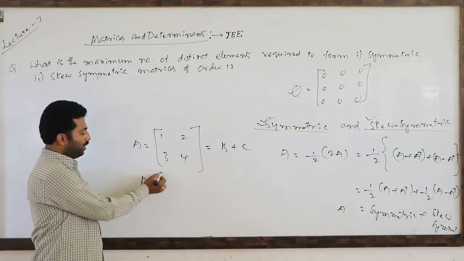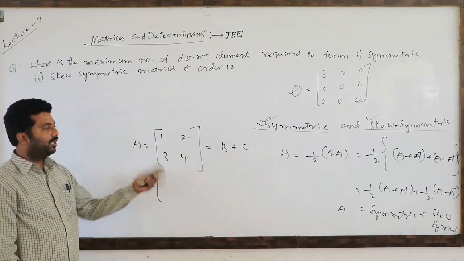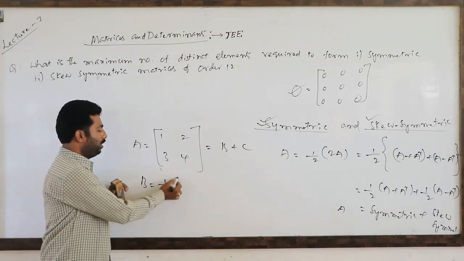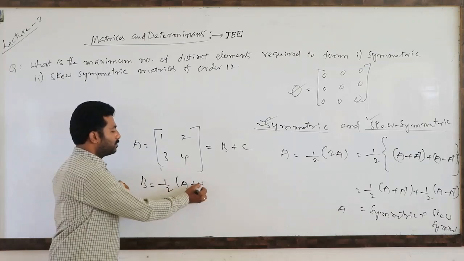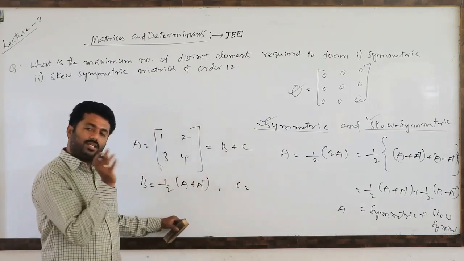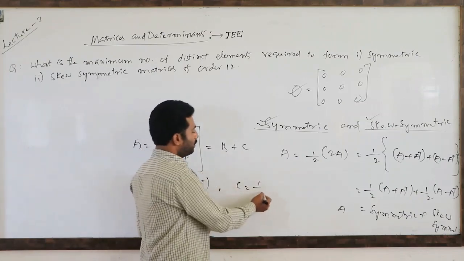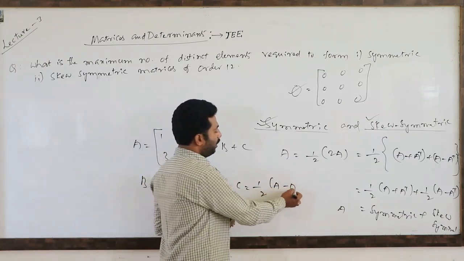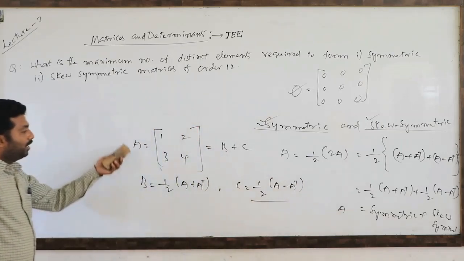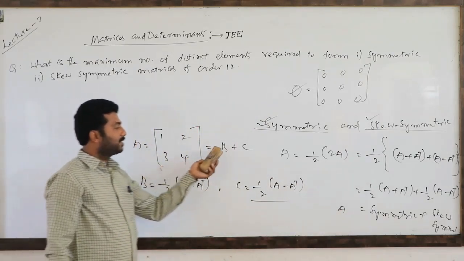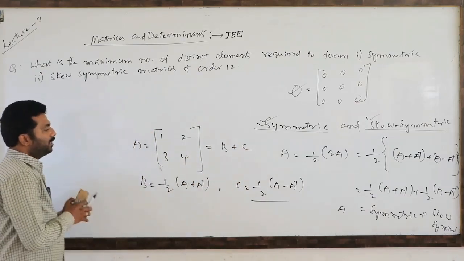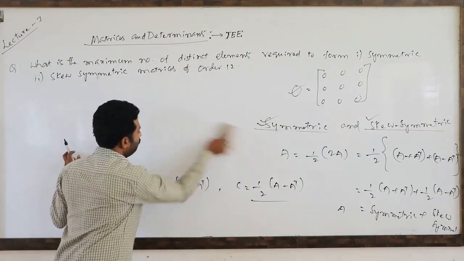B can be either symmetric or skew symmetric, whichever you take. What is B? 1 by 2 into A plus A transpose. What is C? If B is symmetric, then C is compulsorily skew symmetric, that is A minus A transpose by 2. Like that, any matrix can be expressed as the sum of a symmetric and a skew symmetric matrix. This is most important from the entrance exam point of view.